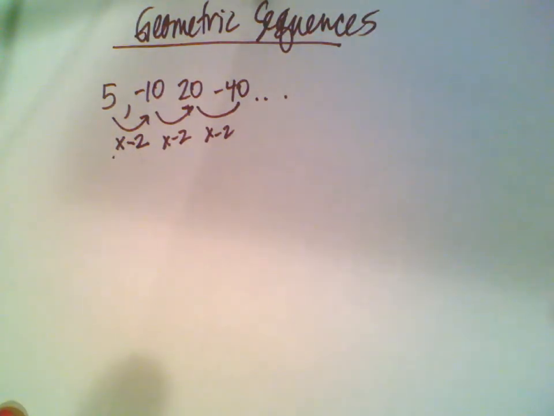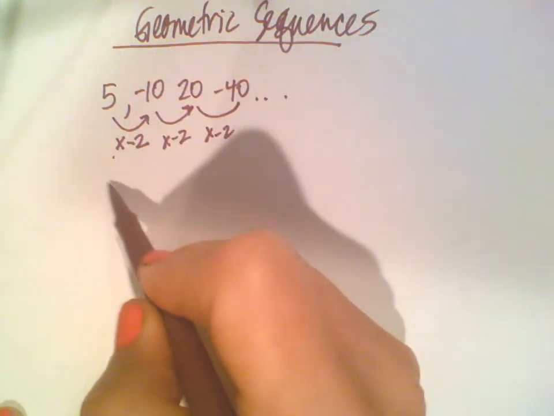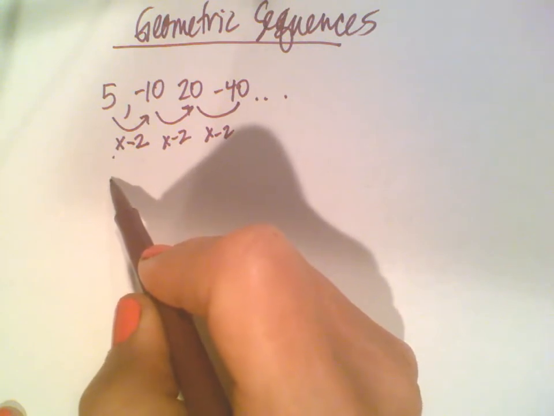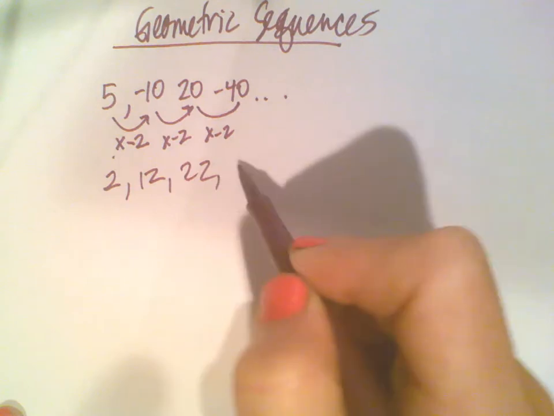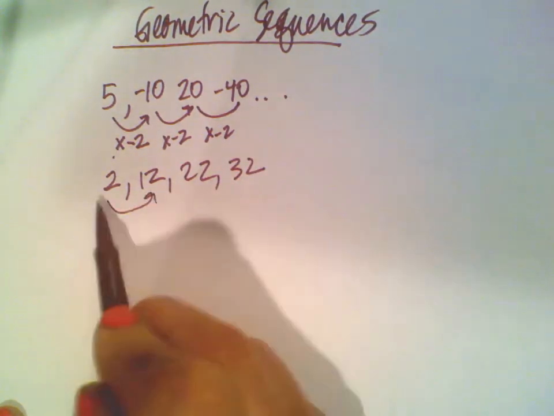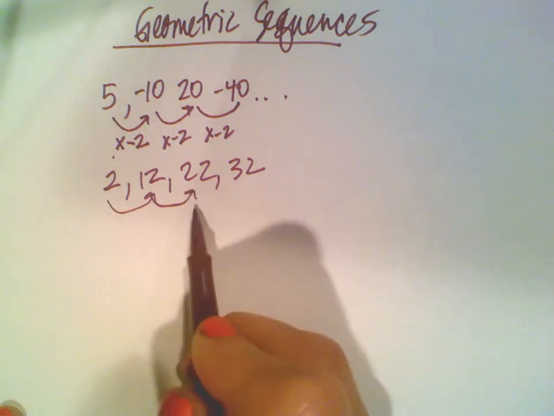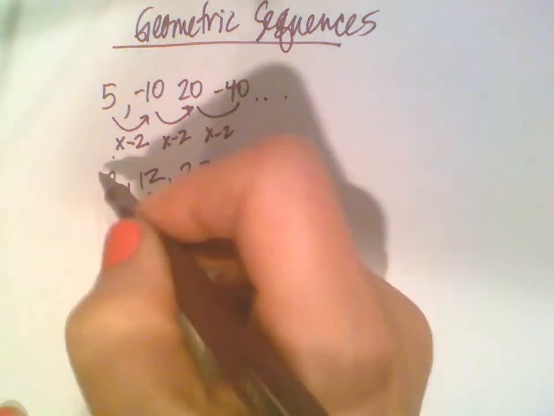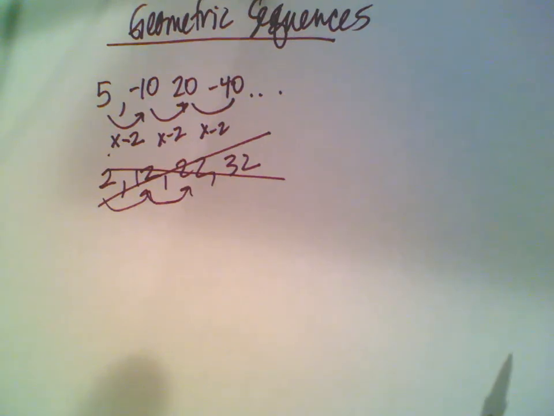So if you get a sequence that looks, say, for instance, like, it could be anything, 2, 12, 22, 32. When I look at this, this is clearly not multiplying, because it would be 2 times 6 to get 12, but 12 times 6 is not 22. And so we say that's not geometric. So if it doesn't have a common ratio, it's not geometric.